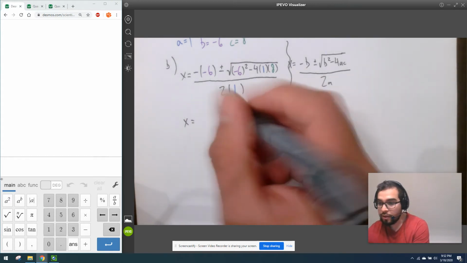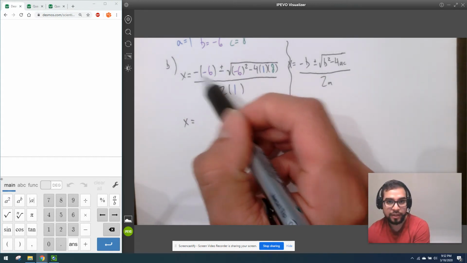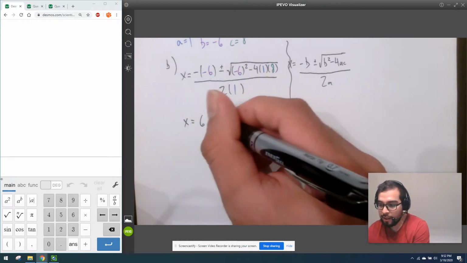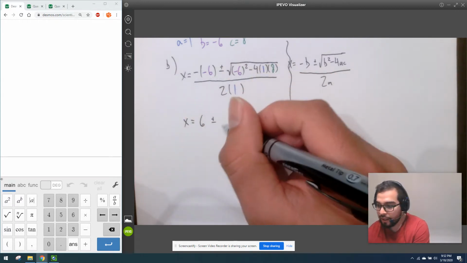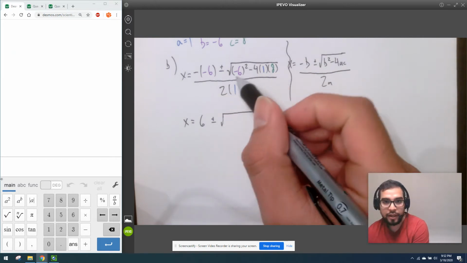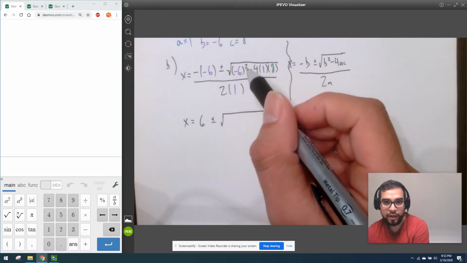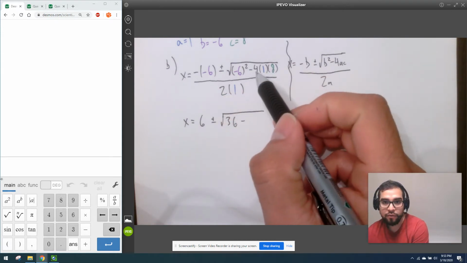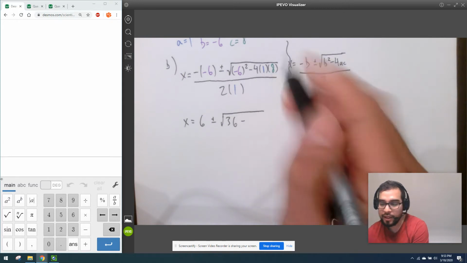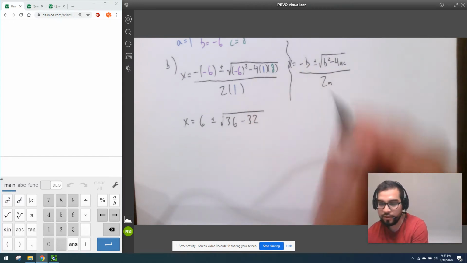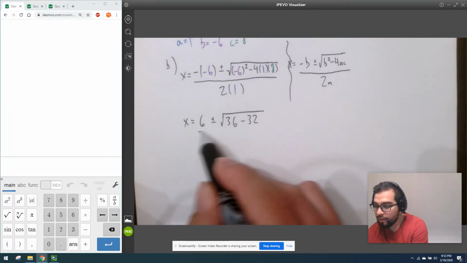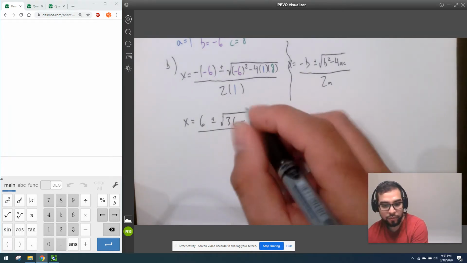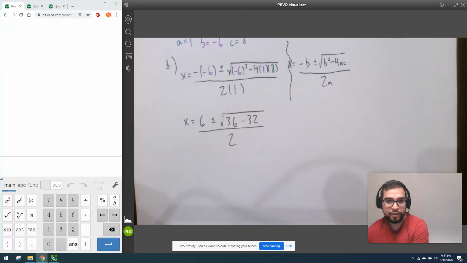Okay, so x equals the opposite of -6, which is +6, plus or minus the square root of -6 squared, which is 36, minus -4 times 1 times -8, which is -32, all of that over 2 times 1, which is 2. All right, look, everything is falling nicely into place. Let's go ahead and finish this up.